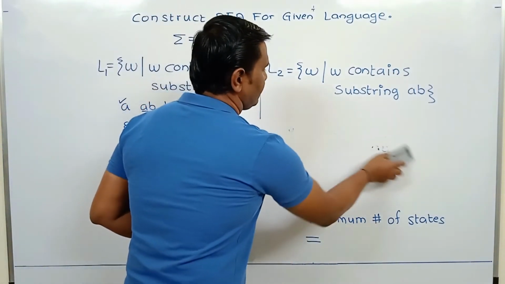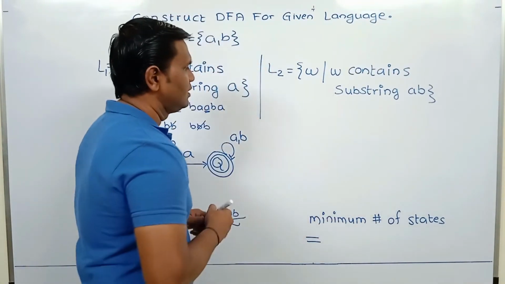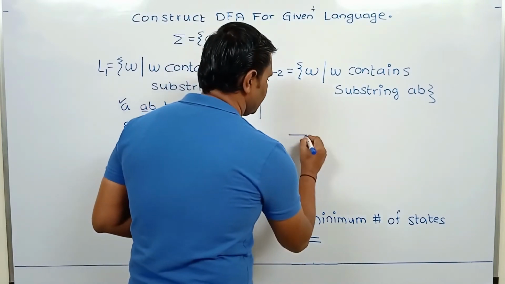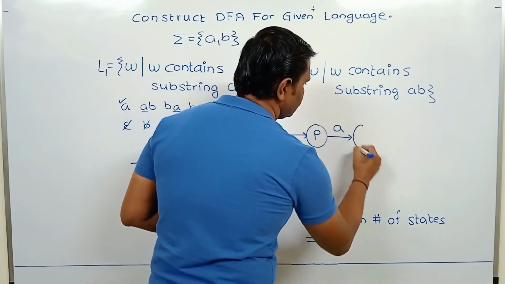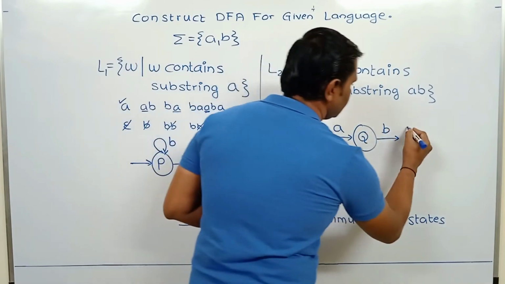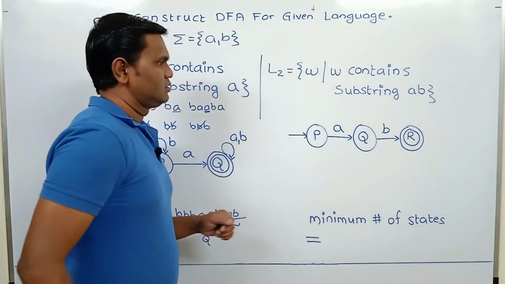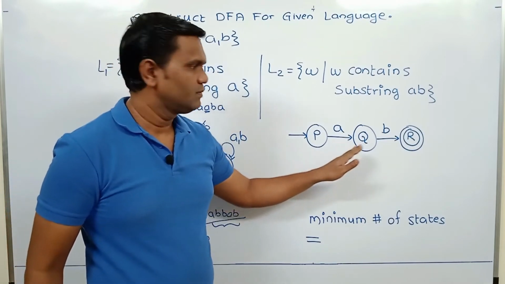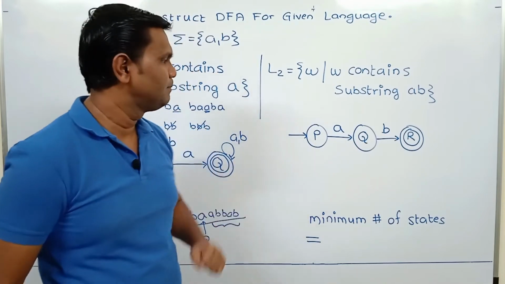Now let's design DFA for W contains substring AB. First we will draw the basic part of the DFA. Initial state is P, and then we require substring AB. So this is not a complete DFA. This does not mean that the first symbol should be A and the second symbol should be B. This is not the meaning of this DFA. This DFA is not complete.